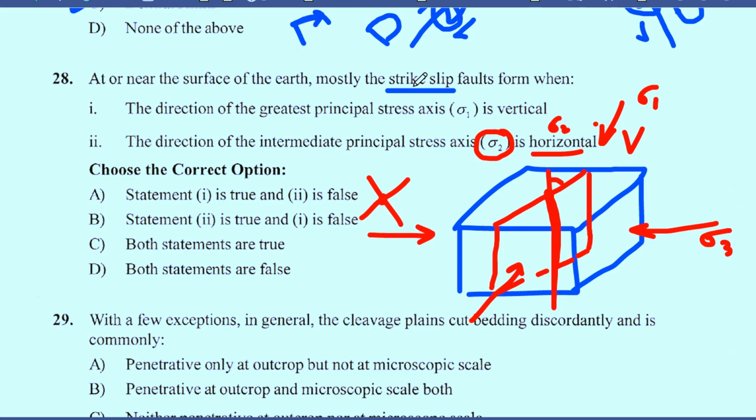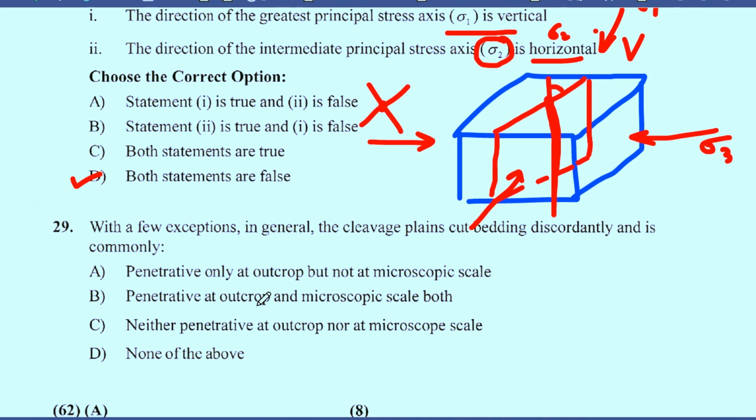In normal and reverse faults it is horizontal, sigma 2. They are telling sigma 1 is vertical, but sigma 1 is also horizontal. So both options are wrong. If you need a more detailed video on this, I will explain it separately, because I have to construct all three blocks, and why I'm looking at this acute angle, why I'm applying sigma 1 to that direction, all those things. If you want to know, just mention it in the comment box.